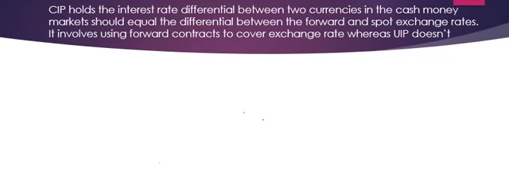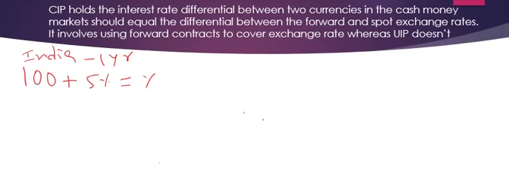For example, you are investing, let's say, 100 rupees in India for 1 year. So you will earn some interest for 1 year. Let's say you are earning about 5% interest rate. So this is what you will get at the end of the year if you invest in India. Let's say this is X amount.